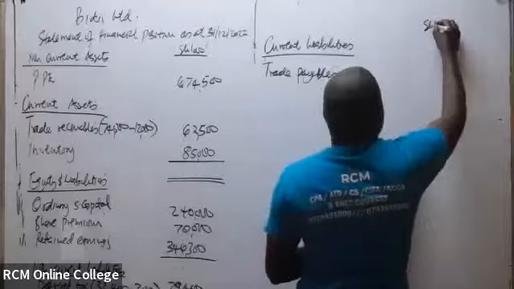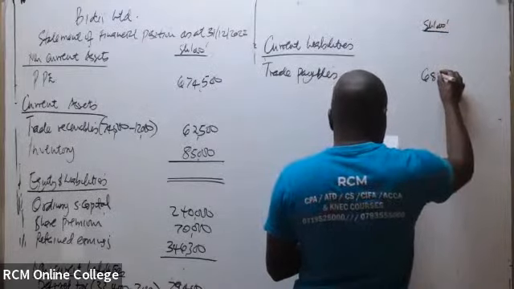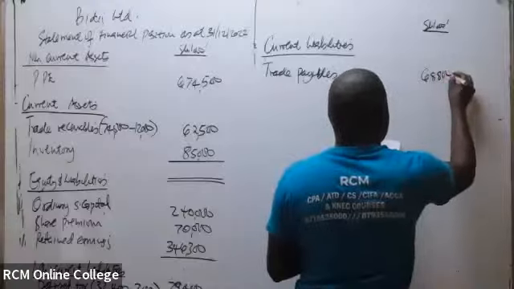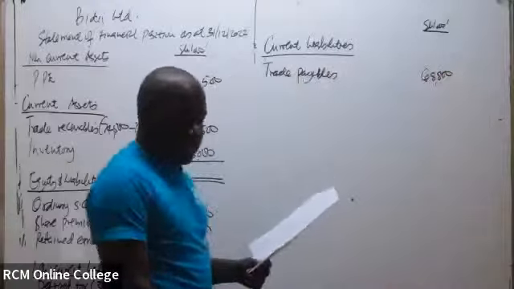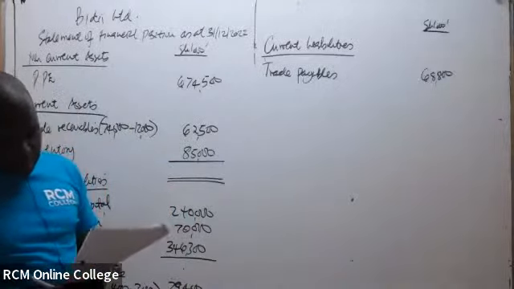So our shillings are actually in thousands. So it comes to 68,800. Then, of course, we have what?